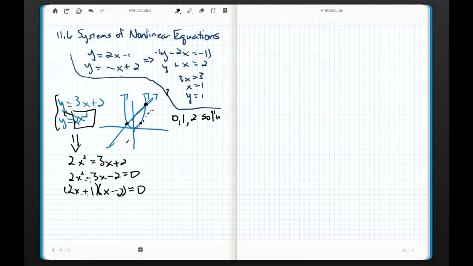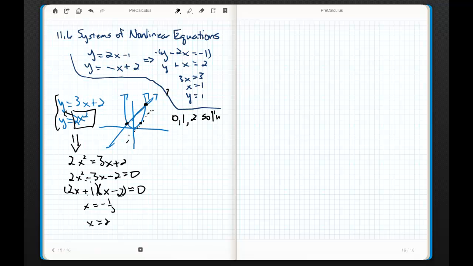And I can always double check that by multiplying. Let's see, this times this, 2x squared, negative 4, positive 1 makes negative 3. 1 times negative 2 is negative 2. So check it out. Once I got it set equal to 0, I used the zero product property to solve, and I know that x equals negative a half and x equals 2.